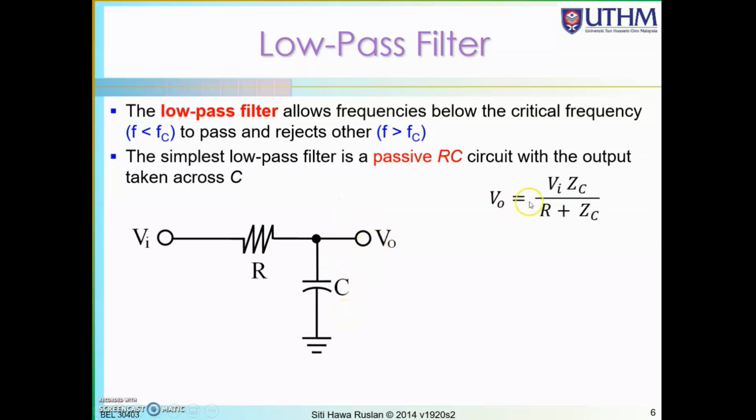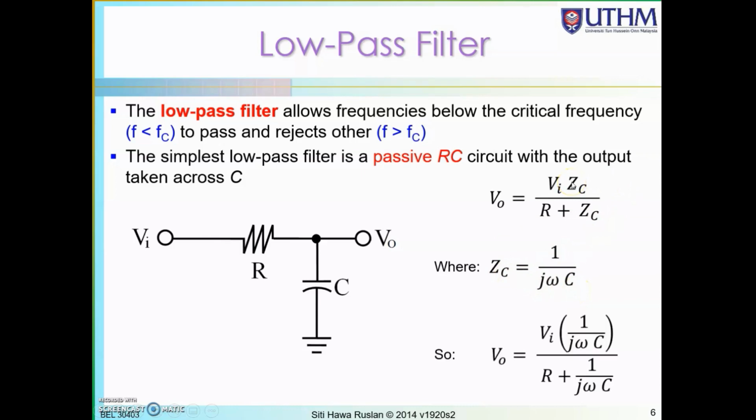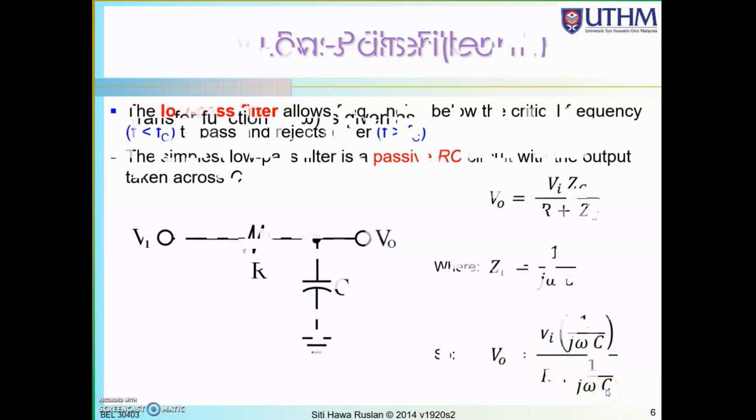You can get the output using a voltage divider. Your VO is simply VI multiplied with the impedance of the capacitor, ZC, divided by the total impedance in the circuit, which is R plus ZC. The impedance of the capacitor, ZC, is 1 over j omega C. If you put ZC into the equation, you get VO equals VI multiplied with 1 over j omega C divided by R plus 1 over j omega C.